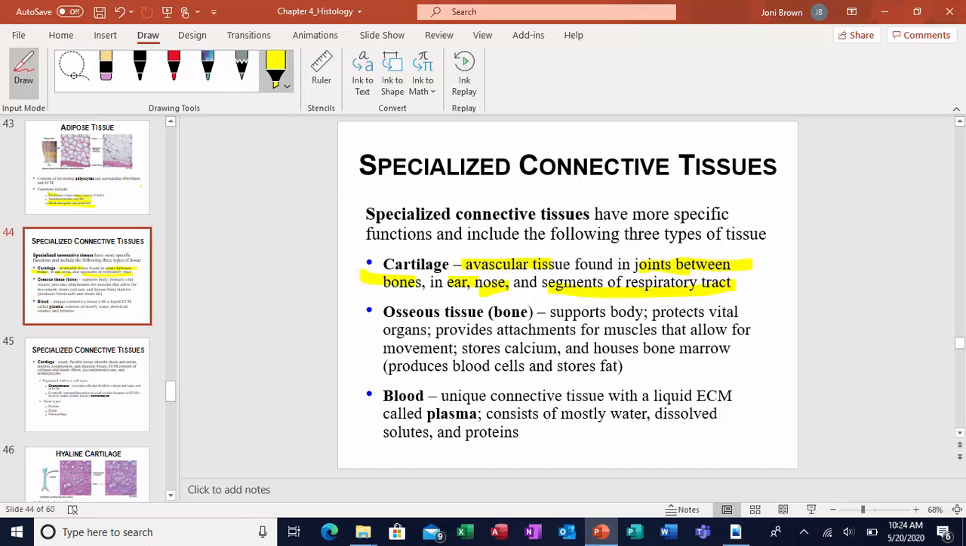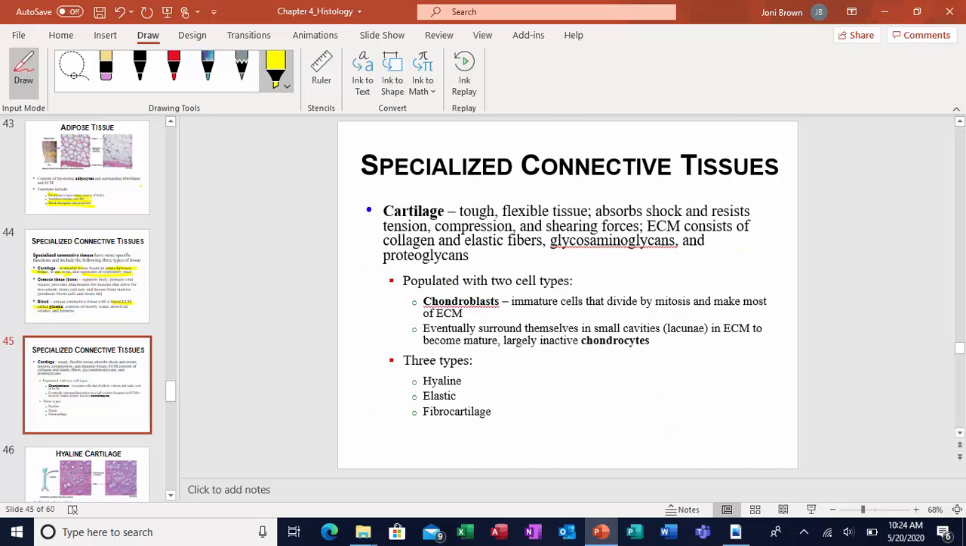Osseous tissue or bone, obviously, is for support. It protects your vital organs. It gives something for the muscles to attach to. It stores calcium. The bone marrow is found there. Blood is the only connective tissue that has a liquid extracellular matrix. It's mainly water, but it's got some other things in it, dissolved solutes and proteins. So those are the three types of specialized connective tissue. Let's look at each individual one.